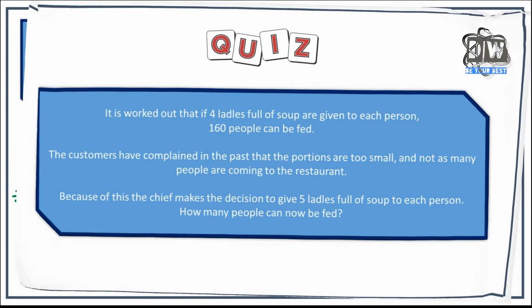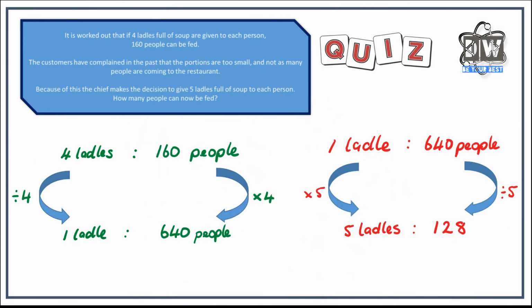So here we go. So we can see here we've got 4 ladles, 160 people. We're dividing it by 4 to give us 1 ladle. We're timesing it by 4 to give us 640 people. So this means if we just gave them 1 ladle full, we get 640 people fed. But the chef said, no, we need to give them more food to keep them happy. So I've got my 1 ladle at 640 people. I'm going to times it by 5 to find 5 ladles full. But because I've times it by 5, I'm dividing it by 5 to give us 128.